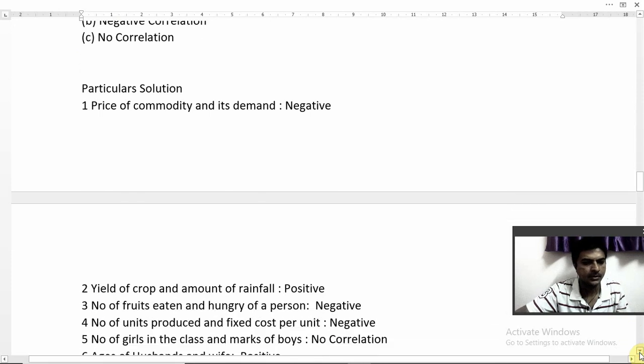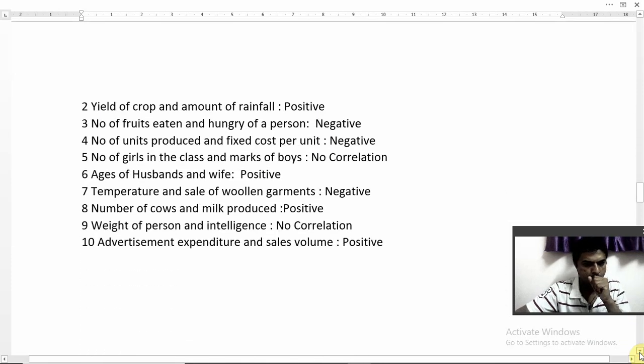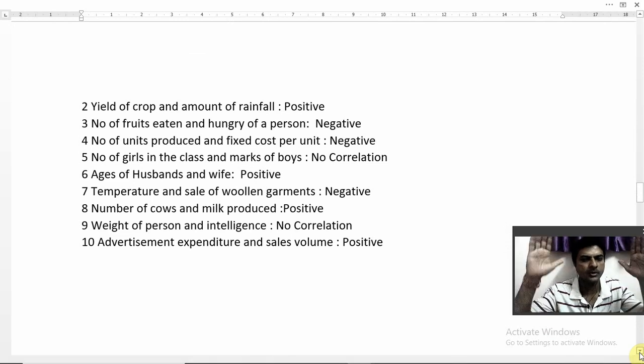So, some more examples I have collected. Yield of crop and amount of rainfall. Yes, it is a positive correlation. The more rain falls, the more crops grow. When crops grow because rainfall is more, they are positively correlated.